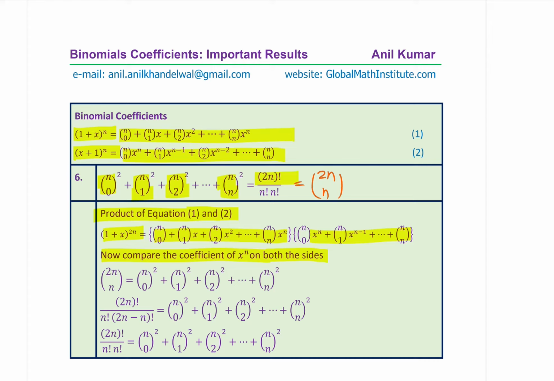Now, this is a very critical step. If you know this, n choose r means what? So it means n choose r. And these are the coefficients of binomial expansion, correct?